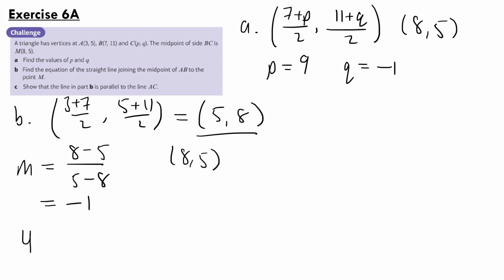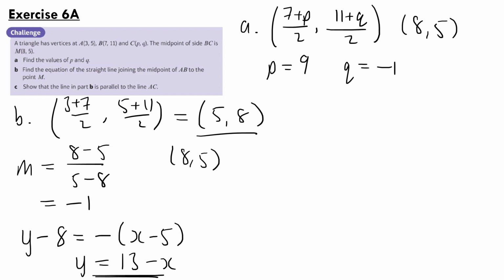And so we get y minus y1. Let's choose the point (5, 8), so y1 is 8, is equal to the gradient times x minus x1, which is 5. And so we get y equals 13 minus x, and that is our answer to part B.